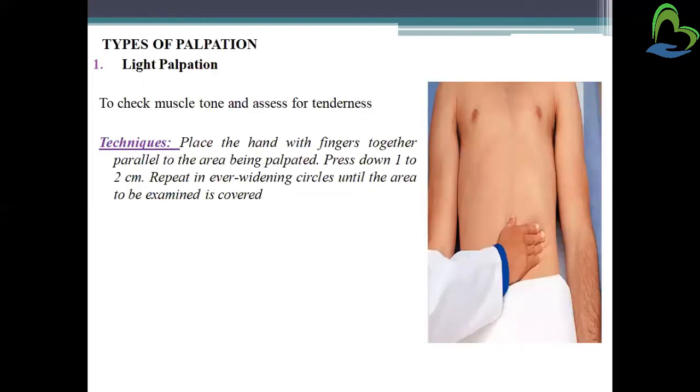Then the types of palpation. The first one is light palpation, to check muscle tone and assess for tenderness. How will we do this palpation? Place one hand with the fingers together, parallel to the area being palpated. Press down 1 to 2 cm only. Repeat in every widening circle until the area to be examined is covered. It is easily shown in the figure and you can easily do it.